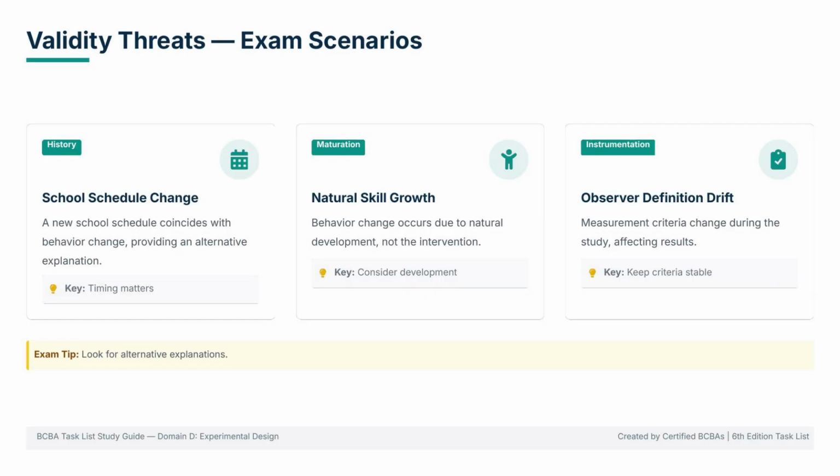Let's apply these threats to real exam-style scenarios. If a new school schedule starts at the same time the behavior changes, that's a history threat. Timing matters. If behavior improves because the learner is naturally developing, that's maturation. If the behavior definition changes halfway through the study, that's instrumentation. The exam loves to hide these details in long scenarios. Your job is to catch them. Anytime the question asks, does this demonstrate a functional relation? Your brain should ask, could something else explain this?